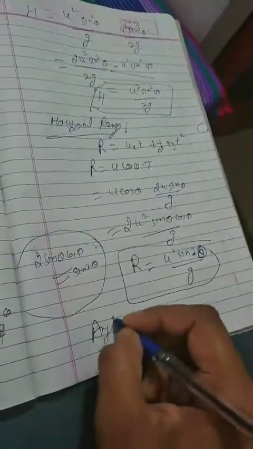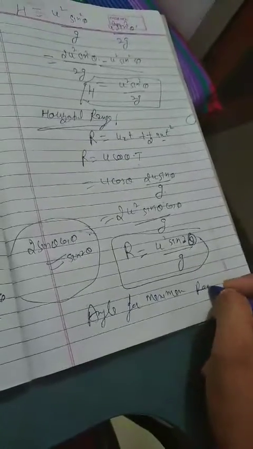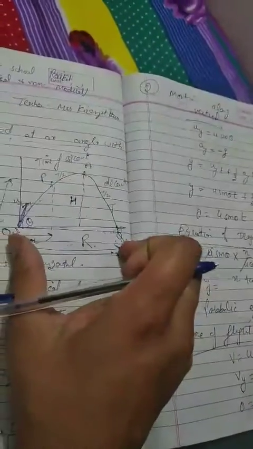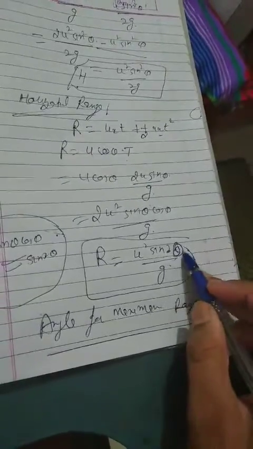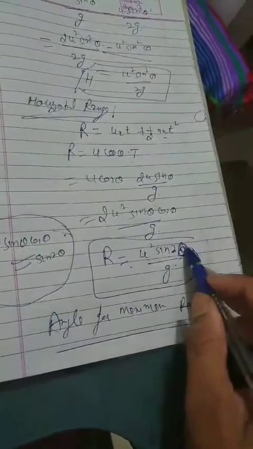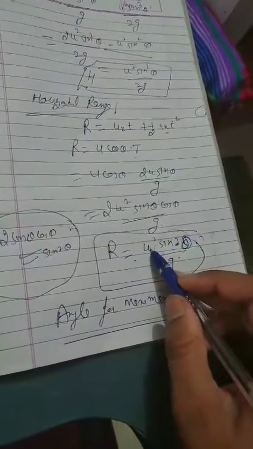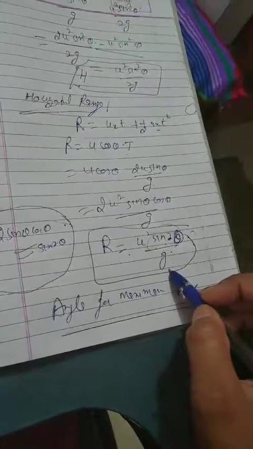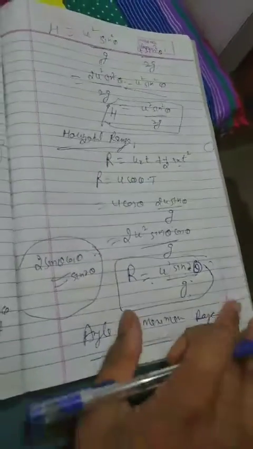This is the equation. Then the angle for maximum range. If the range should be maximum, then what should be the angle? It means if we want the maximum distance covered by the projectile, then what will be this angle theta? For that, in this equation, u square sin 2 theta upon g, if R will be maximum, it means this sin 2 theta term should be maximum, because u is already constant, the initial velocity we are giving it, and g is already constant, that is 9.8. Clear? So this term should be maximum.